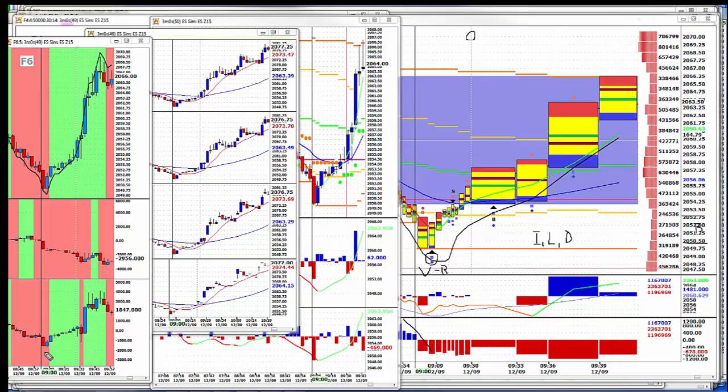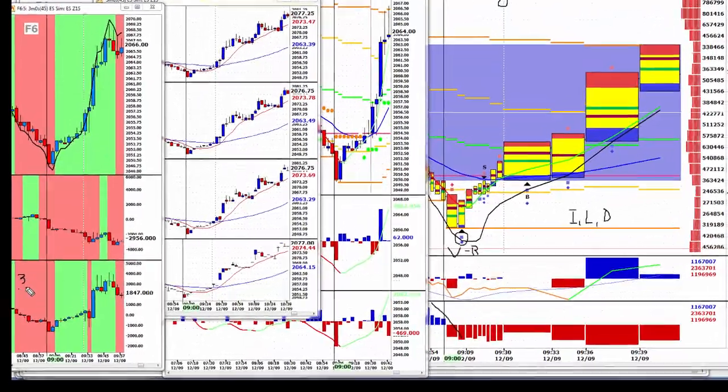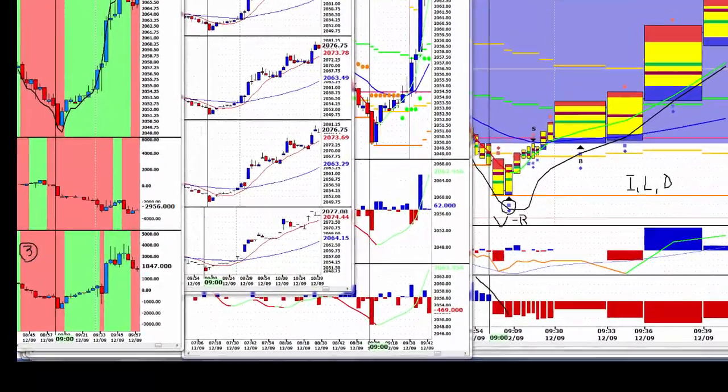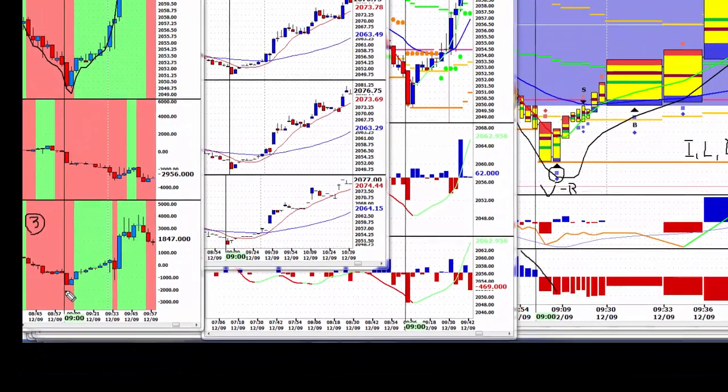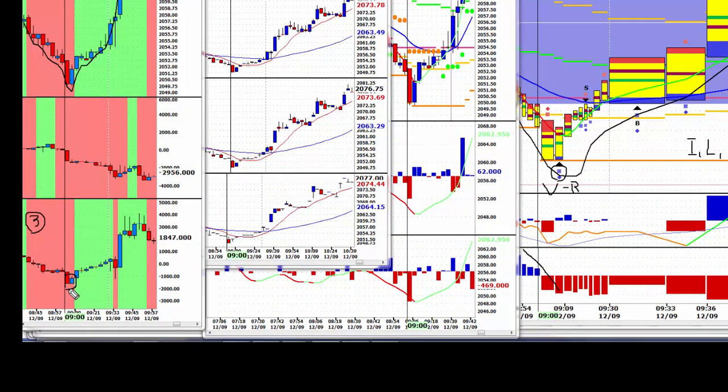Well, the market turns usually come on this pane number 3 of our F6 screen, and you can see right here that at 9:06 that bar went blue, and that tells you that the cumulative tick volume is going to the buy side, and that's the first place that you usually will see the market turn.